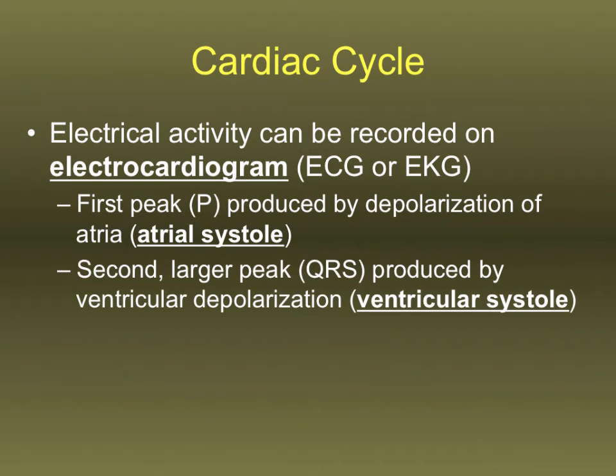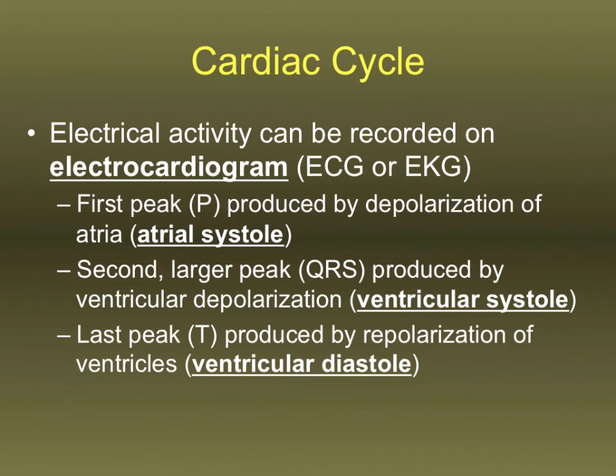The second peak is big enough that it's given 3 letters, so it's Q, R, and S. And it's substantially larger than what we saw before with the P because QRS is the result of ventricular systole. And of course, the ventricles are bigger, they're made up of more cells, they're stronger, and so when they contract, it's going to be a bigger depolarization than we saw when the atria were contracting a moment ago.